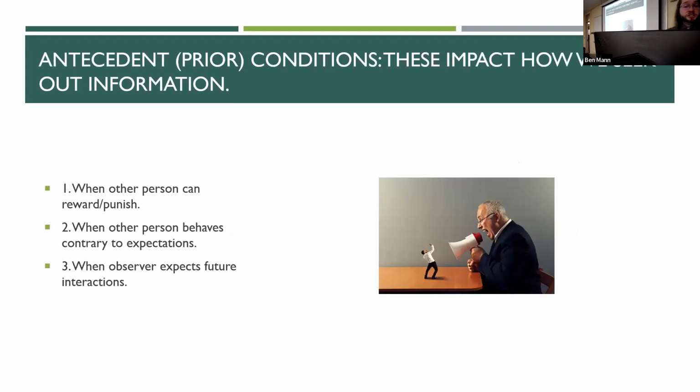So there are a few conditions that impact how we seek out information, right? If somebody can reward or punish us, we tend to be more likely to disclose and share. We might be cautious, right? We're not going to share personal details that we feel might reflect poorly on us in a job interview. So we consider the impact of our disclosure and efforts to reduce uncertainty. If a person behaves contrary to our expectations, for example, we think that they're a very nice person, but they screamed and got angry in a way we did not predict, that can cause us to draw back and experience higher uncertainty.